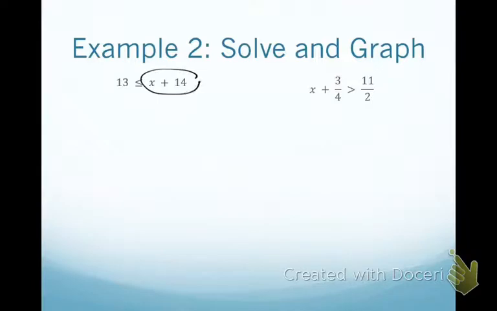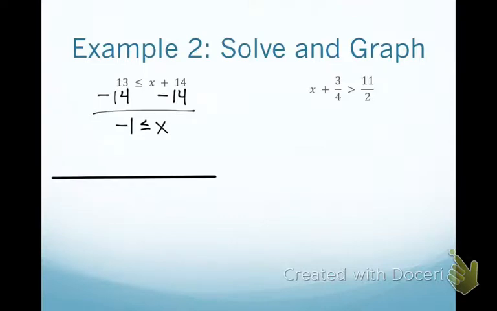How could I get 14 to cancel to the other side? Hopefully you're thinking to subtract 14. That would be correct. So now 13 minus 14 is negative 1, and then I bring down my x. So here's where we can run into some trouble with our graph. Okay, so we have 3 values.